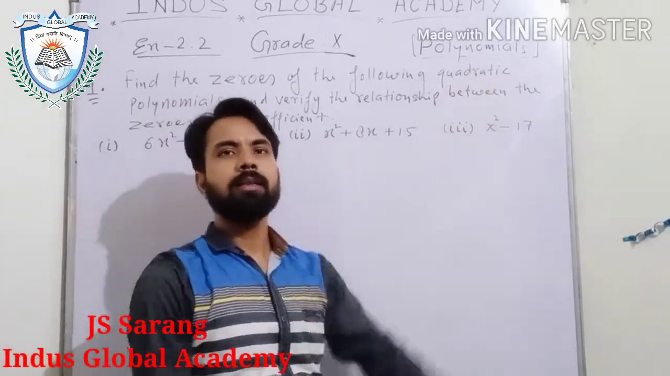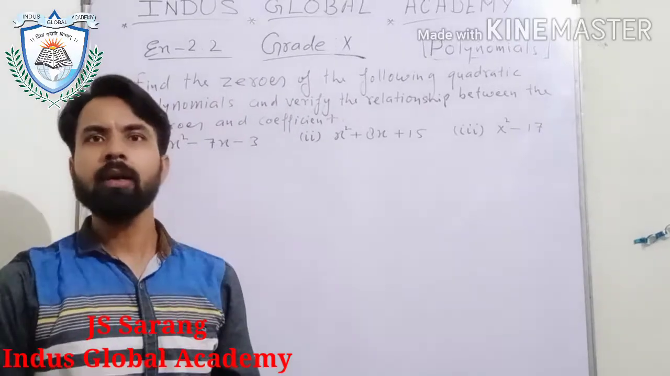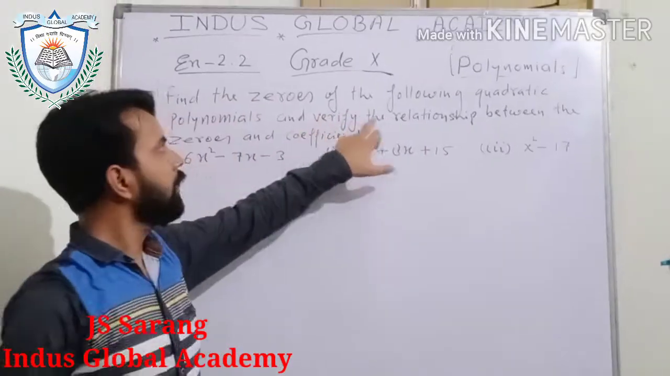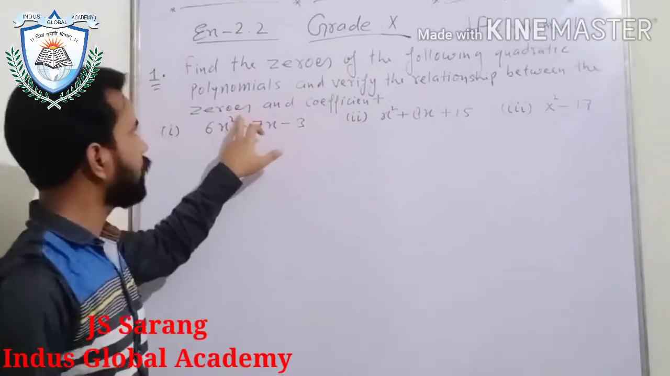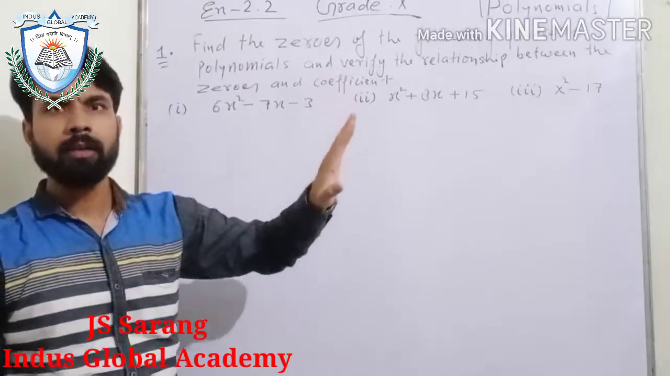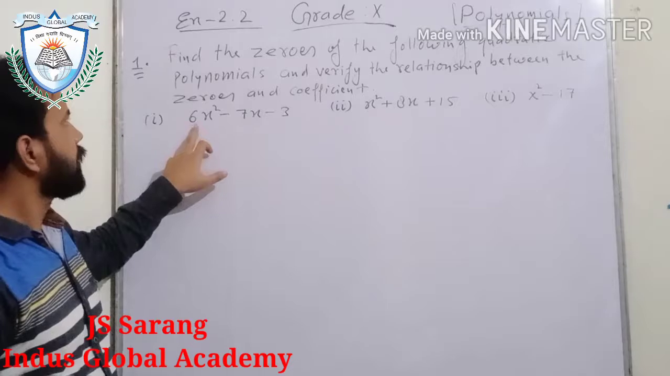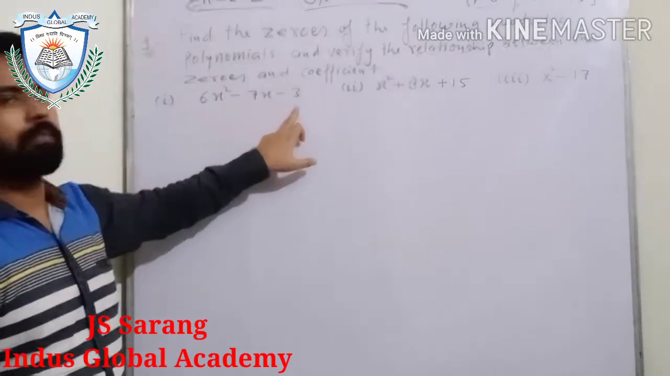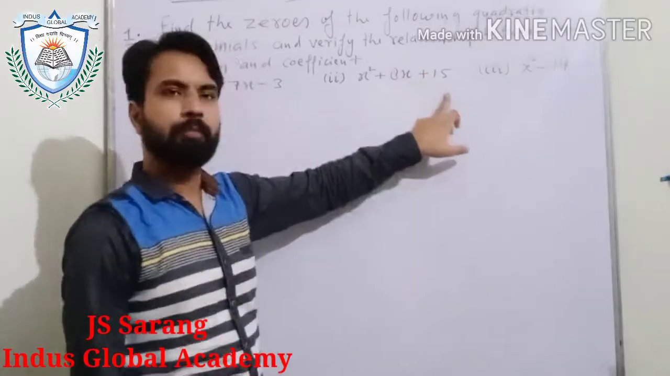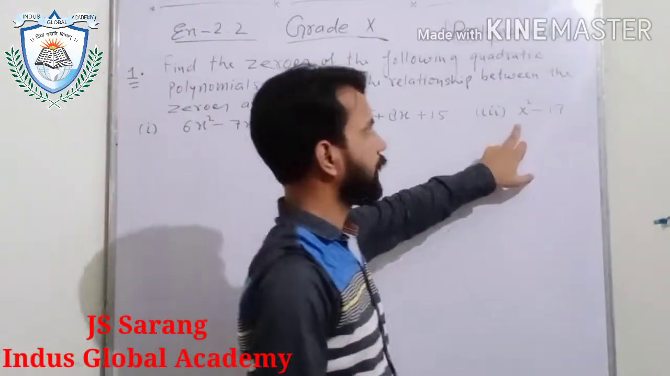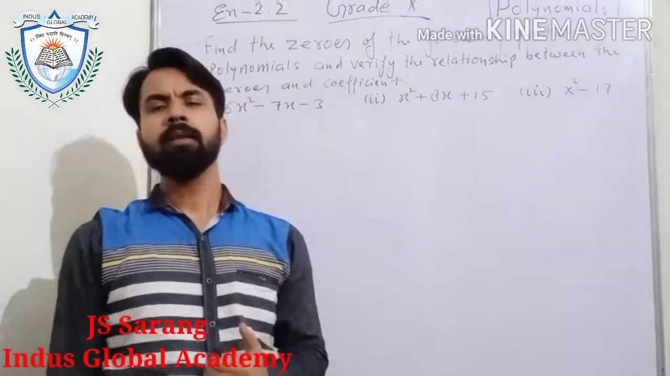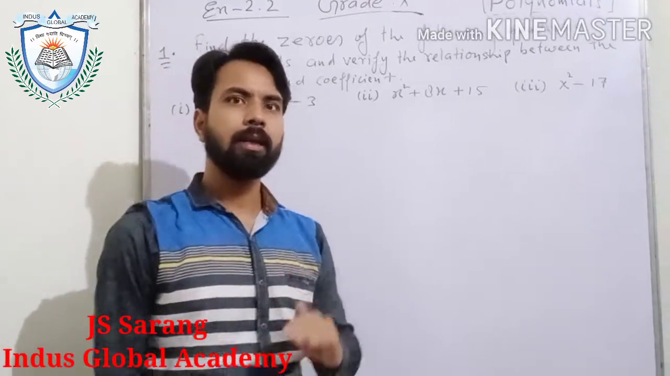So in this exercise, we will find the zeros of a quadratic polynomial, and after that we will verify the relationship between the zeros and the coefficients. Some quadratic polynomials are given here. I am taking 3 examples. 6x square minus 7x minus 3. This is the first example. The second is x square plus 8x plus 15. And the third example is x square minus 17. So first we have to find the zeros of the quadratic polynomial.